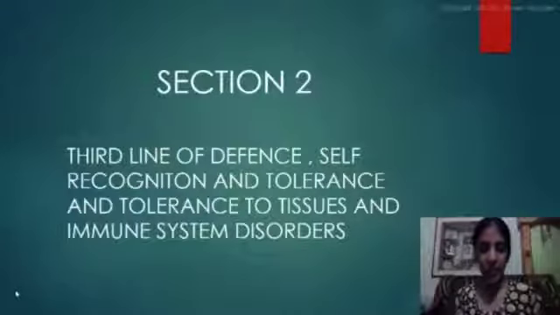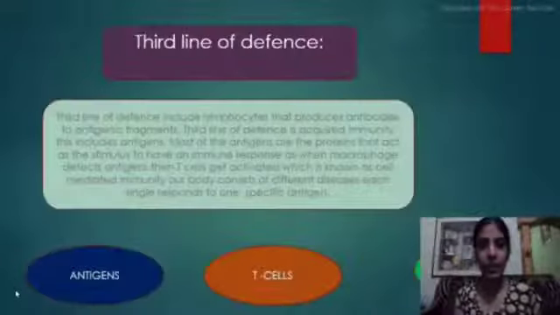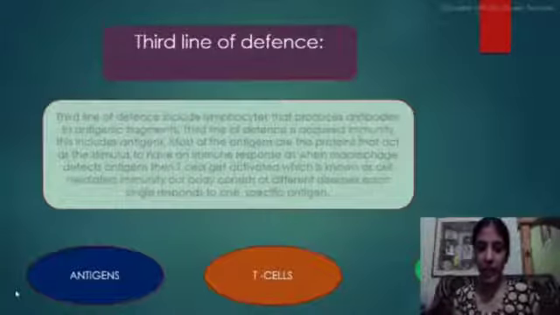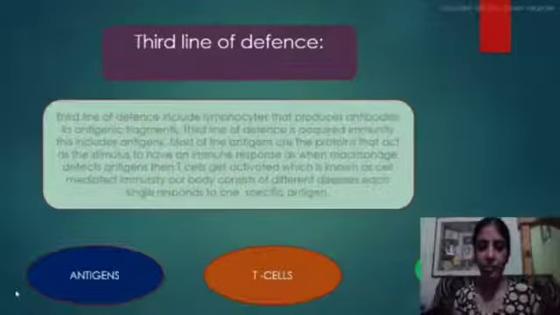So now we move on to the third line of defense, self-recognition and tolerance, and immune system disorders. The third line of defense includes lymphocytes that produce antibodies to antigenic fragments. The third line of defense is acquired immunity.